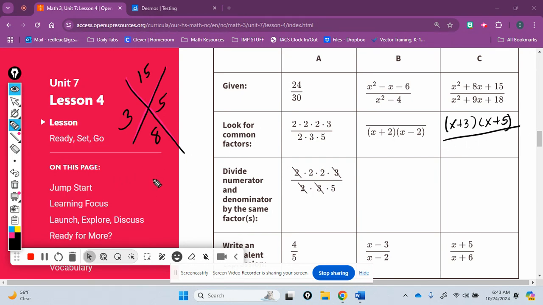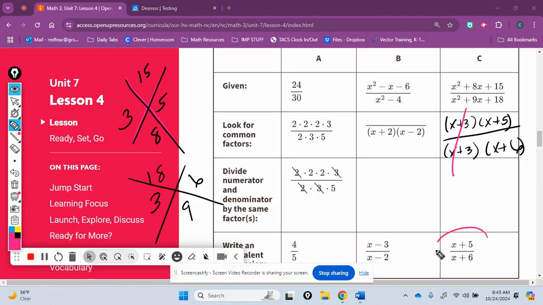Over, and then the same thing: what factors of 18, when I add them, are going to give me 9? Factors of 18 are 6 and 3, that give me 9. So at the bottom, I get x plus 3, x plus 6. So I know that the x plus 3's factor out, and this is where I get my equivalent expression, x plus 5 over x plus 6. Okay, so that's the simplifying of rationals by dividing out the common factors.